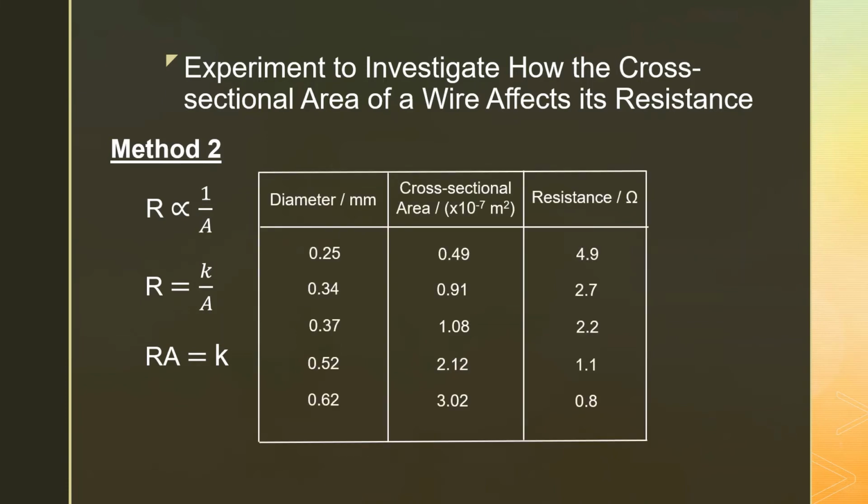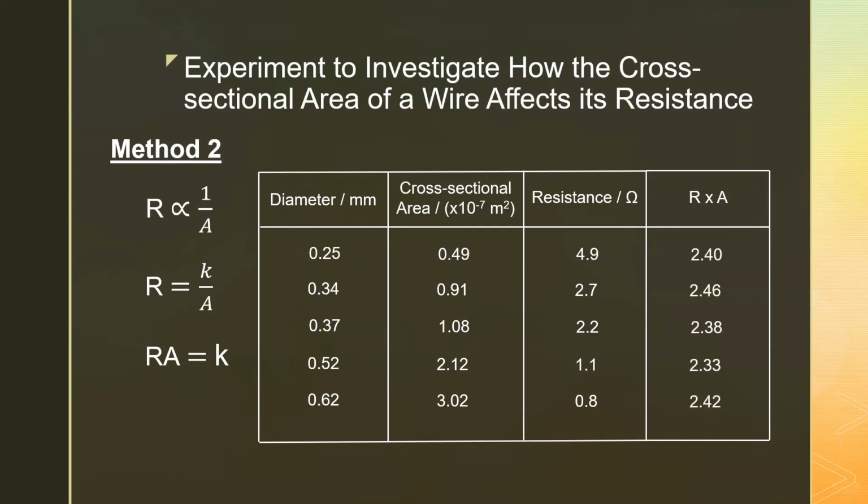So here's the data that we collected earlier on, and what I'm going to do is add an extra column onto my table, which is R times A. And I'm going to multiply all of these different values. So 0.49 times 4.9, 0.91 times 2.7, etc. And here are the values that I get. Now you can see they're not all exactly the same because this is a real experiment, this is real data that we've collected, so you wouldn't expect them to be identical. But I would say that they are all very, very close to 2.4. So they're within acceptable experimental tolerances.